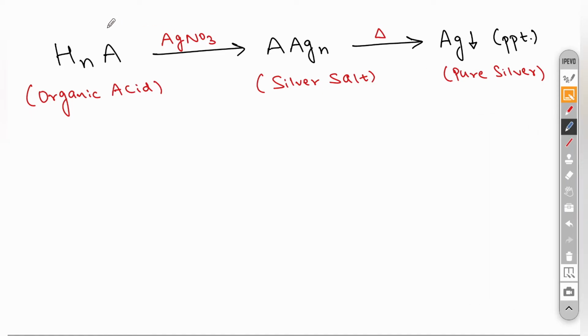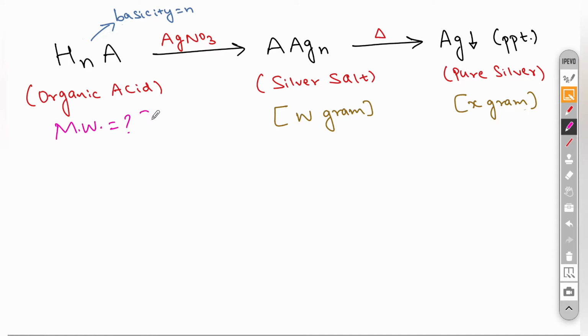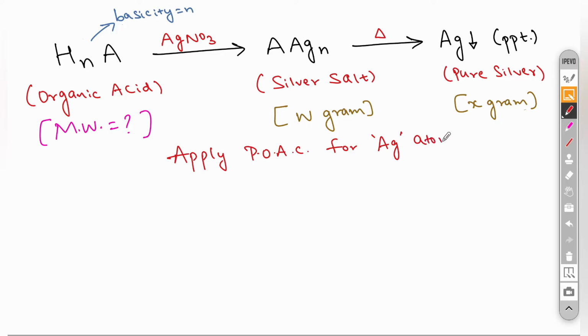Also the basicity of this organic acid is n, because there are n hydrogen atoms in this compound, right? Also the weight of the silver salt is W gram. This will be given in the question. The weight of pure silver is X gram, and we have to find the molecular weight of the organic acid, which is our main purpose through the silver salt method. Now we will apply POAC for Ag atoms. You know what POAC is? We discussed it in the last class. Apply the principle of atom conservation for silver atoms.